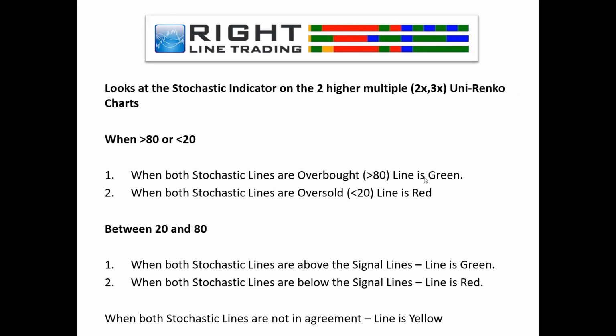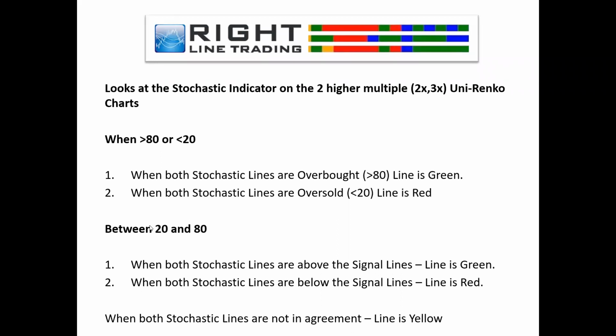When they create so much buying pressure that they keep the stochastic line overbought and just plaster it up above 80, our assessment is going to be a green line. Now it has to be on both higher time frames. When both stochastic lines are oversold and plastered below the 20 line, which is signifying huge selling pressure present in the market, then we're only going to go short.